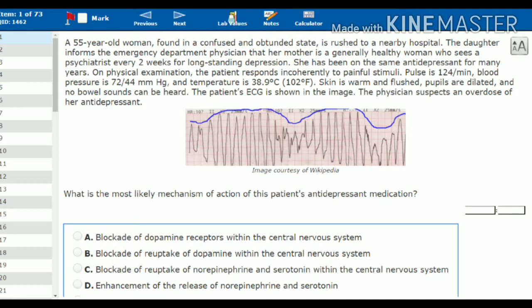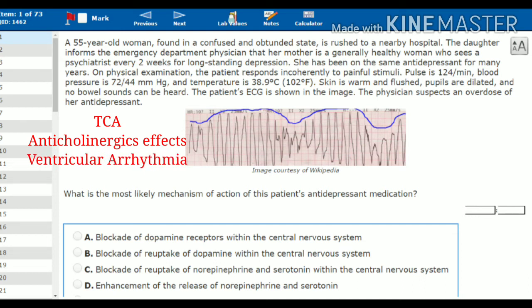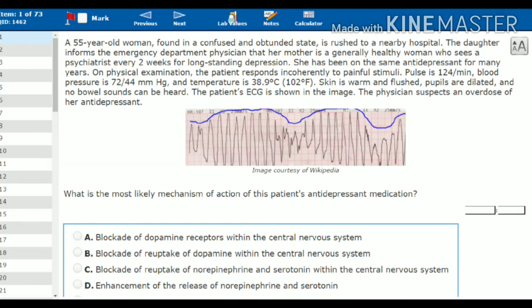If you talk about antidepressant medication, there are two main classes: the selective serotonin reuptake inhibitors and the tricyclic antidepressants. The side effect of the selective serotonin reuptake inhibitors is mainly sexual dysfunction. The tricyclic antidepressants have mainly anticholinergic side effects, and they also cause ventricular arrhythmia, and as shown in this image, the patient also has arrhythmia of the ventricles.